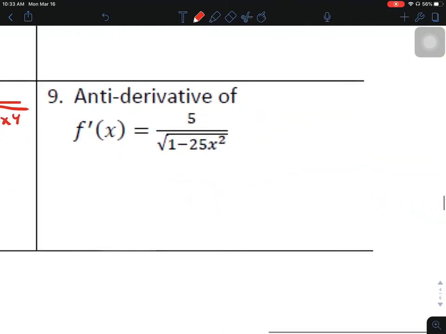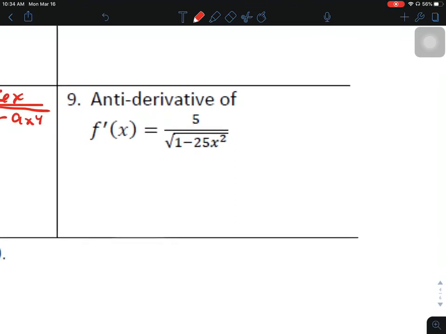Number 9, the antiderivative of this monster. Well, this takes us to our integration rules for this. And our integration formulas, which I have misplaced. There we go. Since this is a square root and it's 1 minus something, this is either sine or cosine inverse. And since it's positive, it's sine inverse.